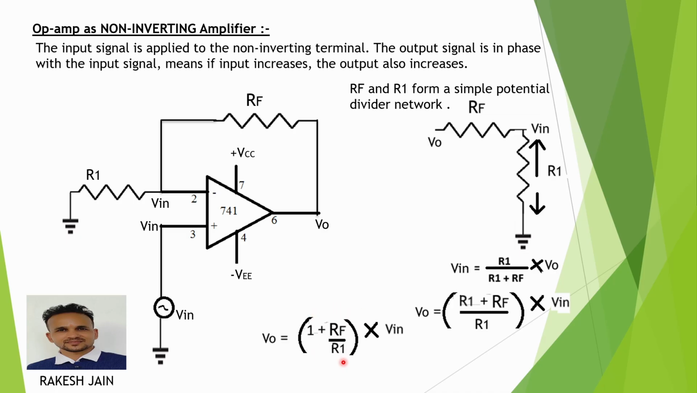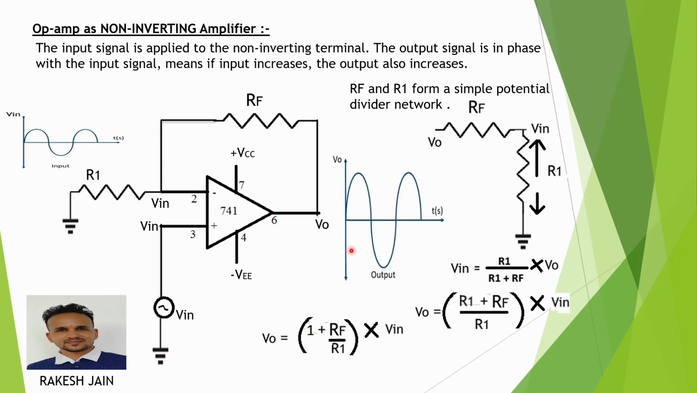So the amplified form we find is with a positive sign. So it is in phase. The output is in phase with the input. So if the input is in sinusoidal form, then the output is definitely amplified, but with the same phase. This one is my final formula for the operational amplifier as a non-inverting amplifier.